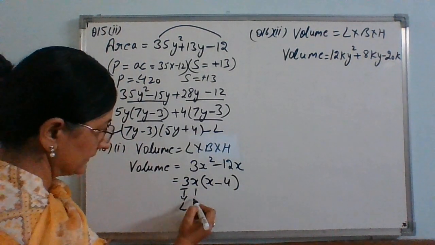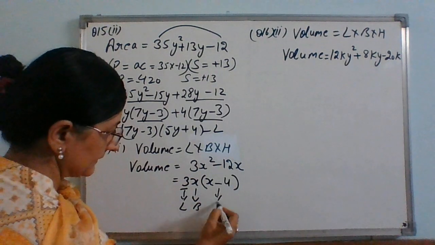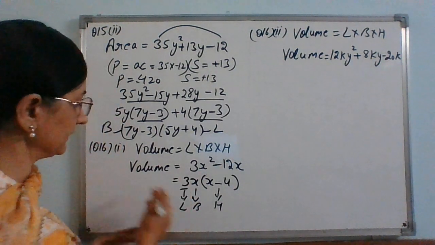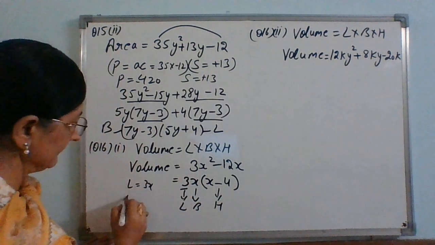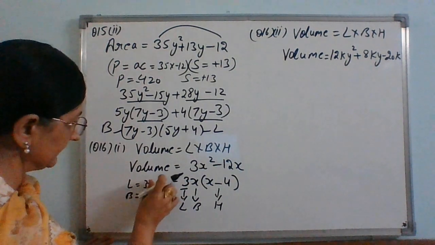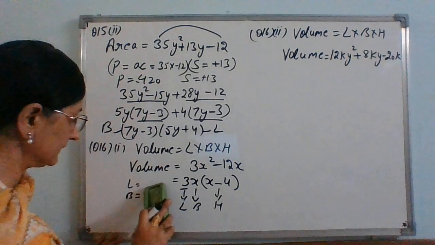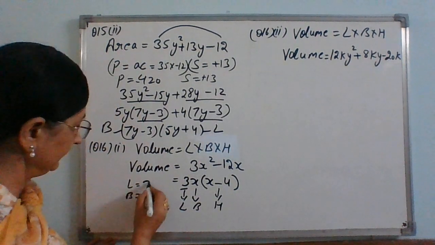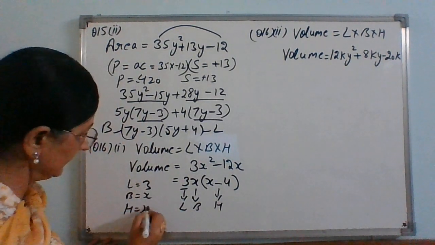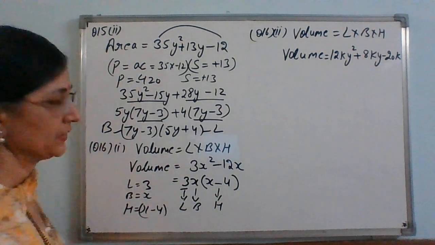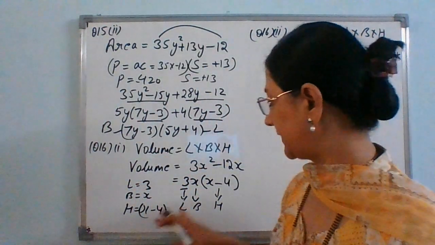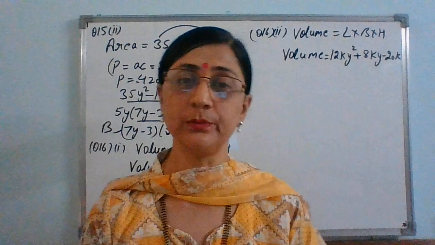This can be length, this can be breadth, and this can be the height. Length, breadth and height. You can mention here: length is 3 and breadth is x, and the height is x minus 4. So these are the expressions for length, breadth and height when volume is given.